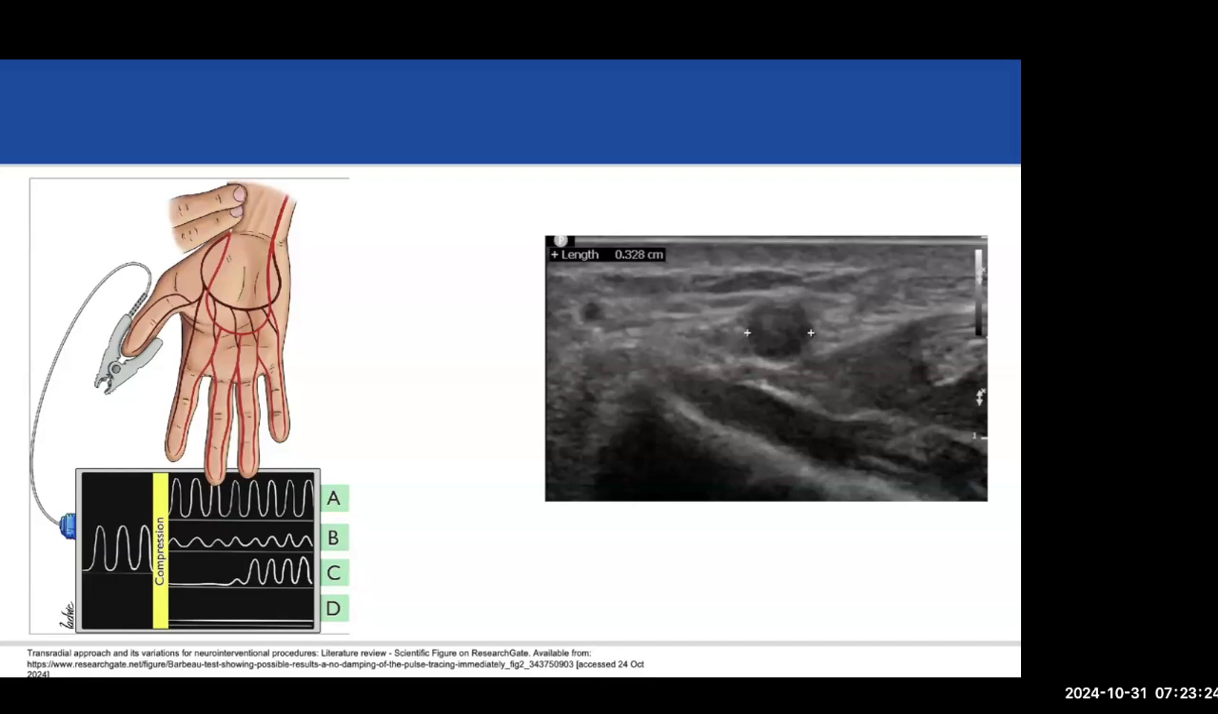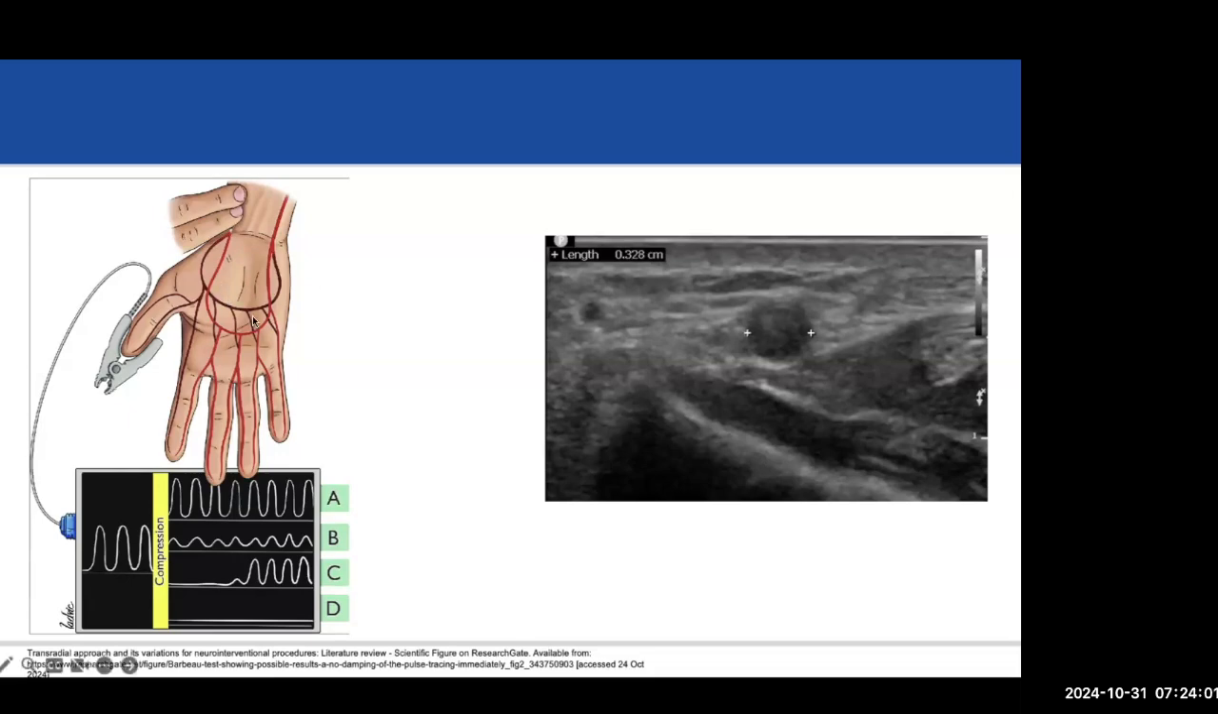We have A, B, C, and D. In type A, the waveform is regarded as normal, and it is interpreted as excellent collaterals. That means there is return of normal waveforms upon release within 2 minutes. However, other literature says about 1 to 2 minutes. In the second one, type B, initially you would have a blunted waveform, but it would return to normal within 2 minutes.